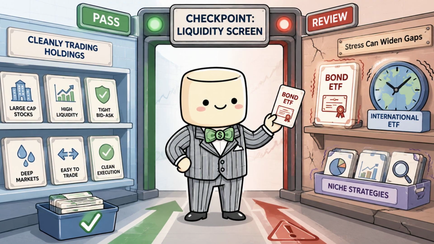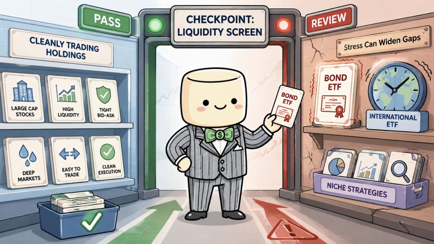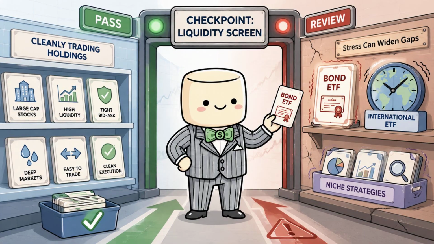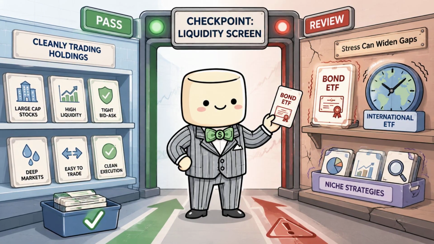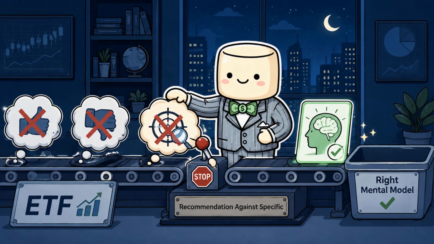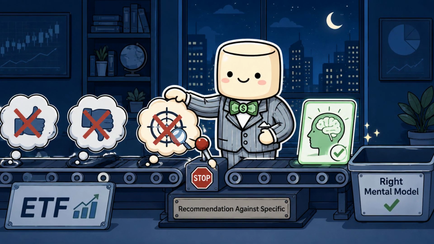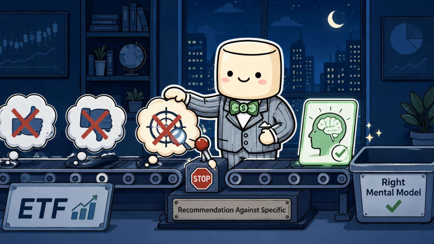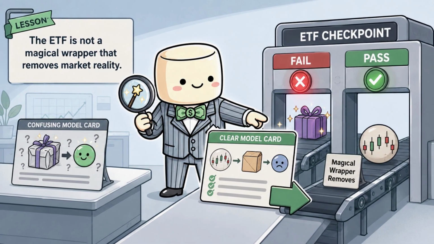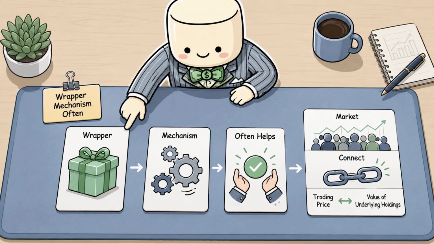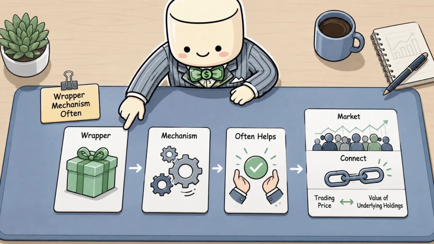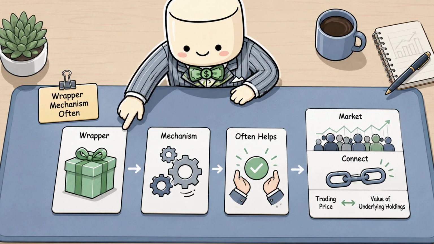This is especially important with bond ETFs, international ETFs, or niche strategies, where the holdings may not trade as cleanly as large U.S. stocks. Again, that is not a recommendation for or against any specific fund. It is just the right mental model. The ETF is not a magical wrapper that removes market reality. It is a wrapper with a mechanism that often helps the market connect the trading price to the value of the underlying holdings.